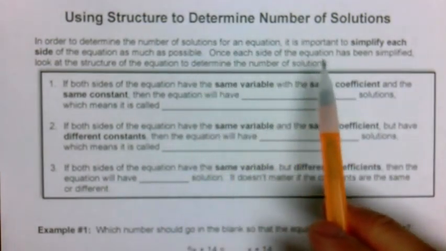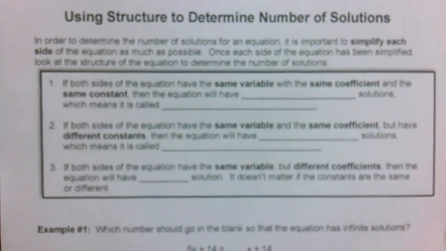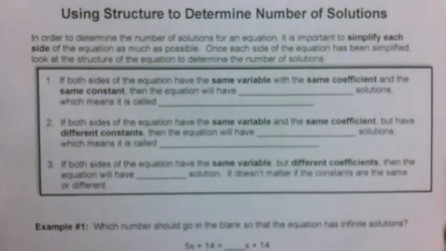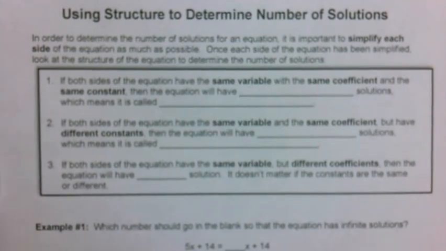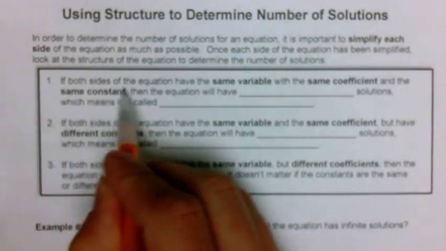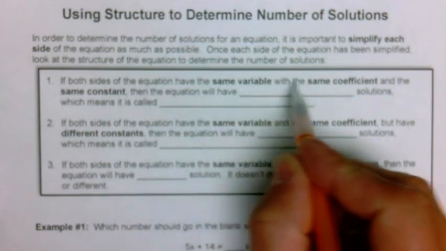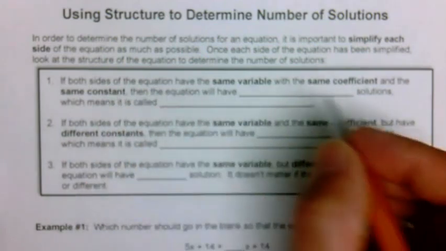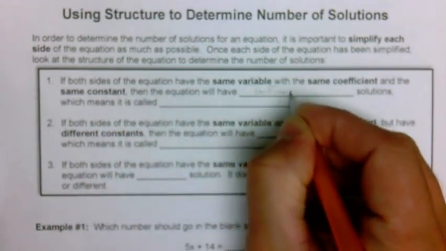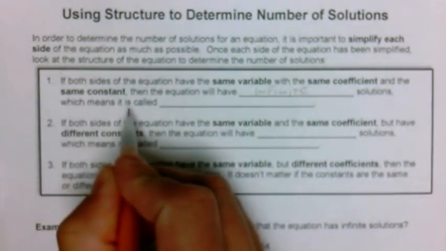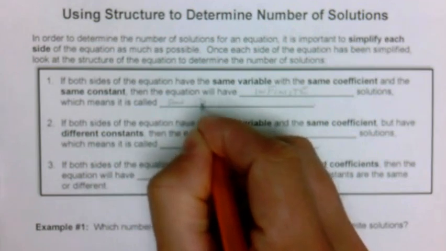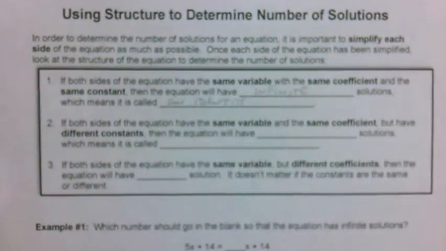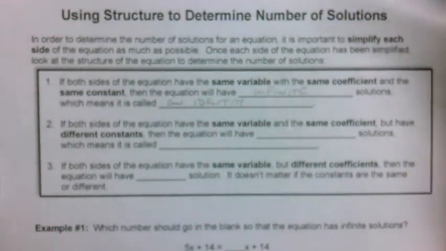Now, once each side of the equation has been simplified, look at the structure of the equation to determine the number of solutions. There are three different cases that we're going to be looking at. Case number one, if both sides of the equation have the same variable with the same coefficient, and they also have the same constant, then the equation will have infinite solutions, which means it is called an identity.